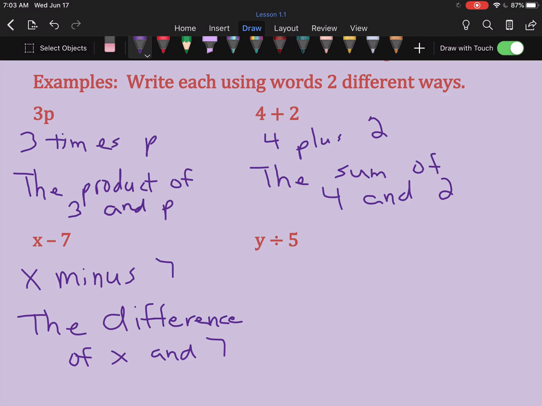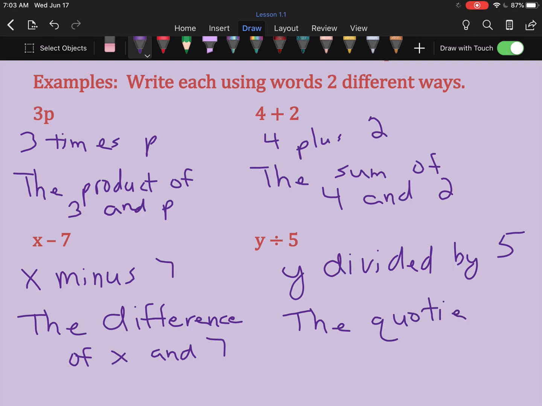And the other basic operation is division. This is y divided by 5. So of course that's one way of saying it, y divided by 5. The fancy word for division is quotient. So we could also say this is the quotient of y and 5.